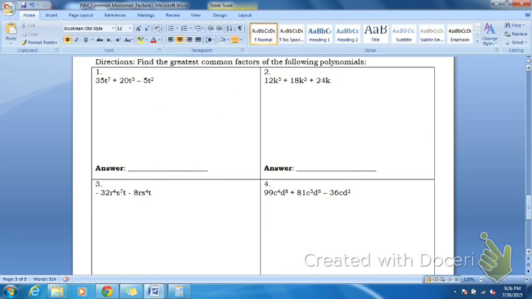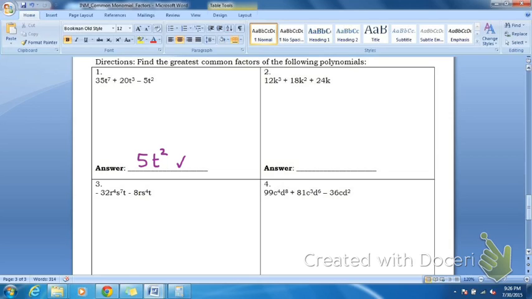Just to make sure, when you look at number 1, 35t to the 7th, 20t to the 3rd, and minus 5t squared. With those, the GCF is 5t to the 2nd power.